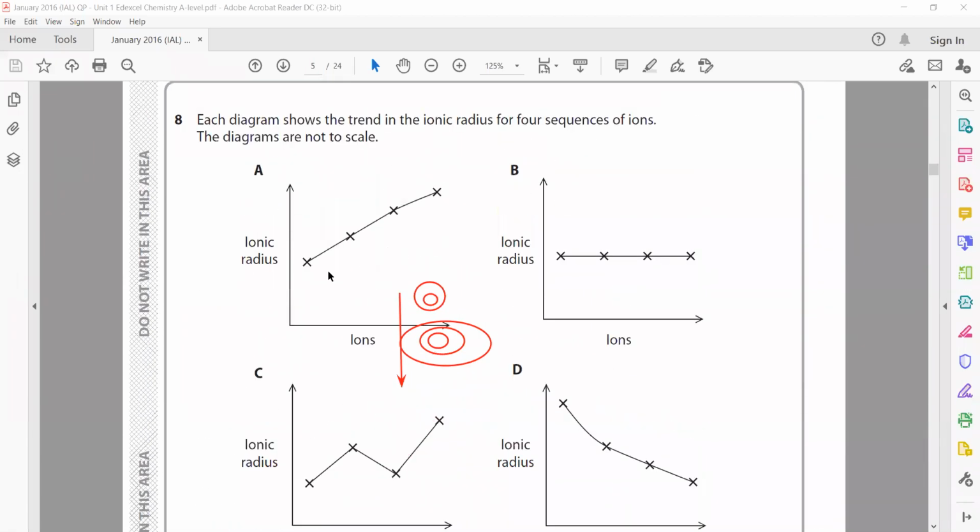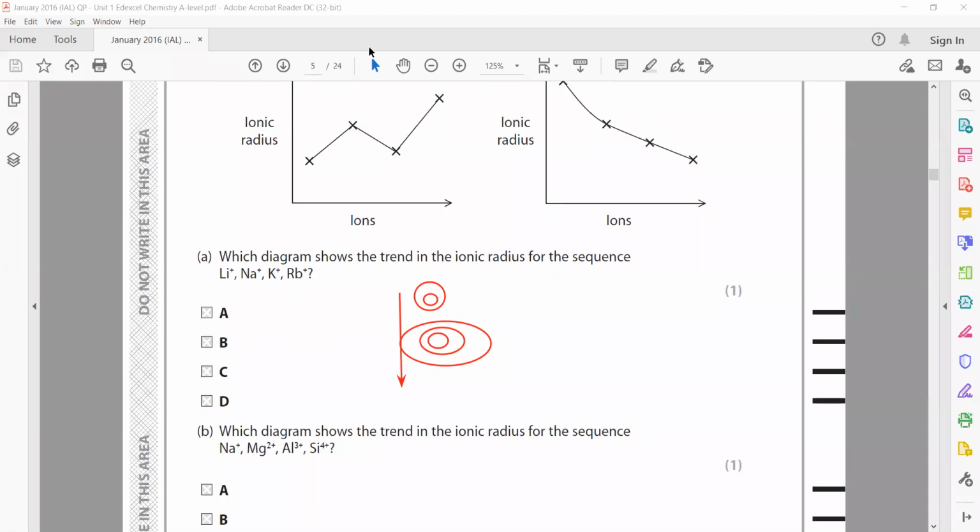So the size will also increase. So which graph is showing the increase in size? A is showing the increase in size. That's why A is the right answer for this.